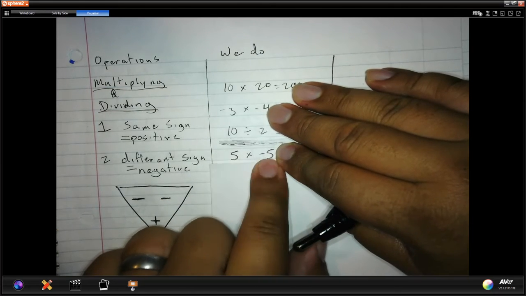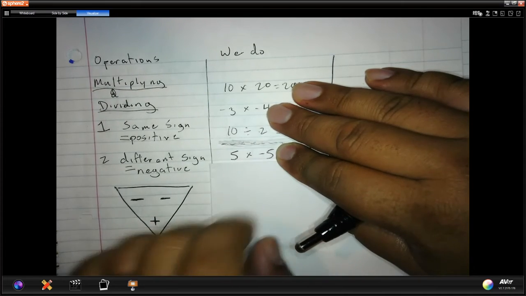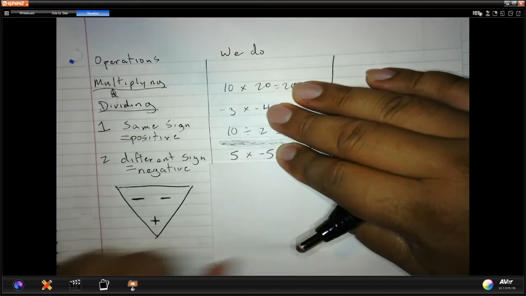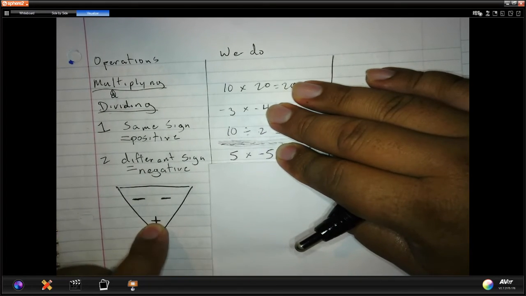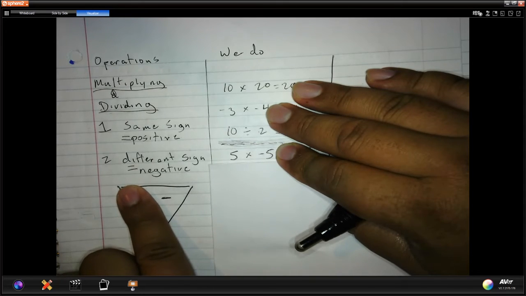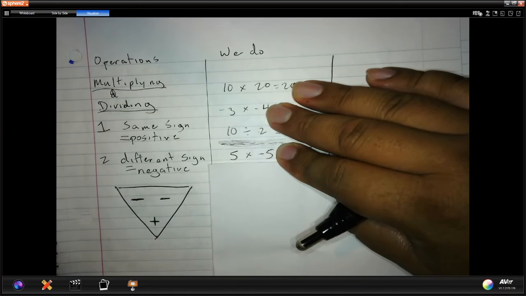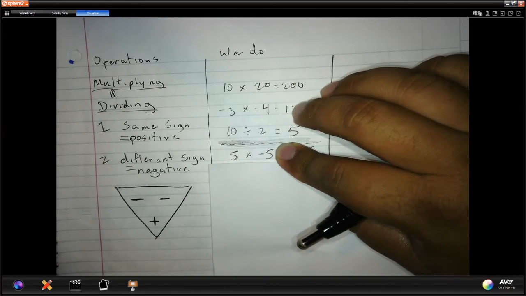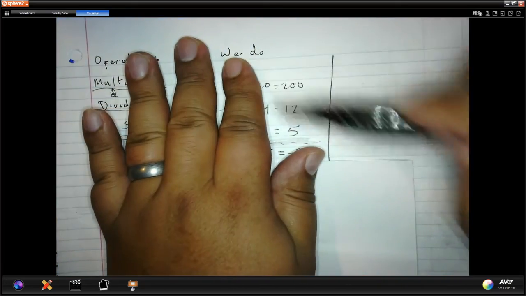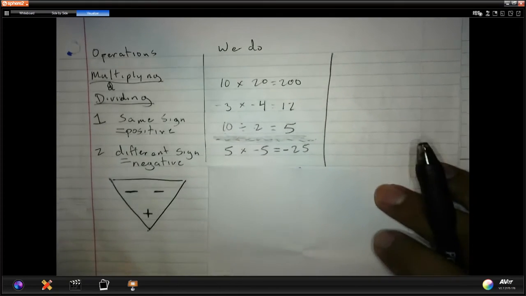Ooh, 5 times 5. Oh, no, I'm wrong. It's 5 times negative 5. Those are a positive 5. That is a negative 5. So I have two different signs, a negative and a positive. So if they're a negative and a positive, I'm left with just a negative. So my answer is going to be a negative. We know that. Now I got to do my math. 5 times 5. Hey, I can do my counting by 5s. 5, 10, 15, 20, 25. Negative 25. Ba-boom. There you go.